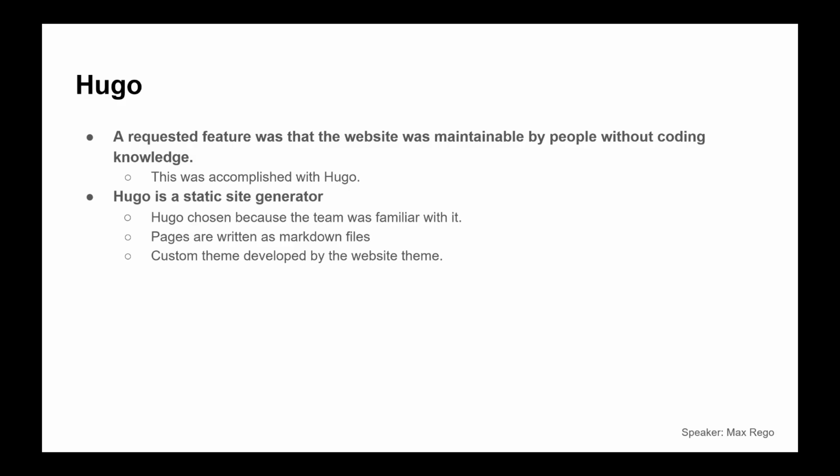Hugo is a static site generator and is used to make our site. We as a team chose it because someone on the team had experience with it. The pages themselves are written in Markdown, allowing our sponsor to edit the site comfortably. We also developed a custom theme for our sponsor, as per his requests on design.